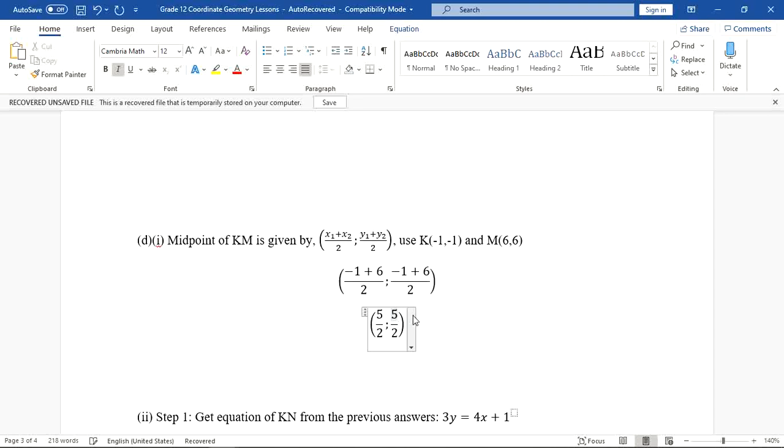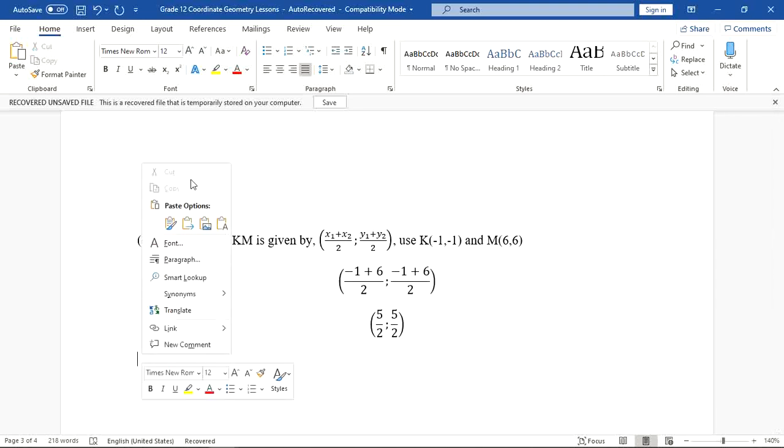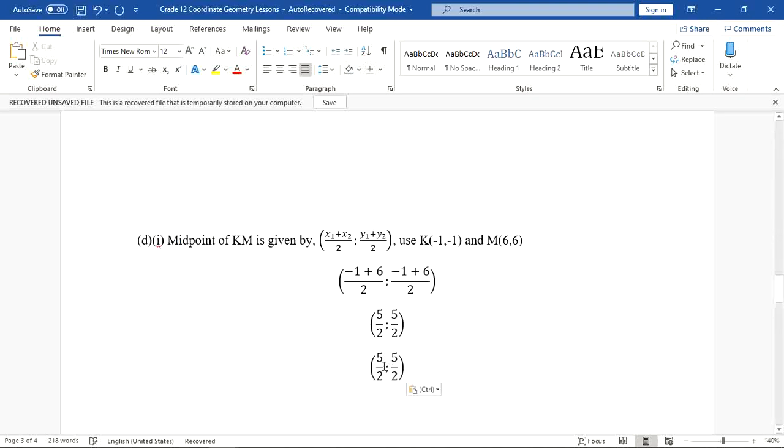And also a 5. So you can either leave it like this, or you can go further and leave them as decimals. These are improper fractions, so you can say I want to leave them as decimals. So this is going to be 2.5, and this is going to be 2.5. So that is the midpoint of line KM.